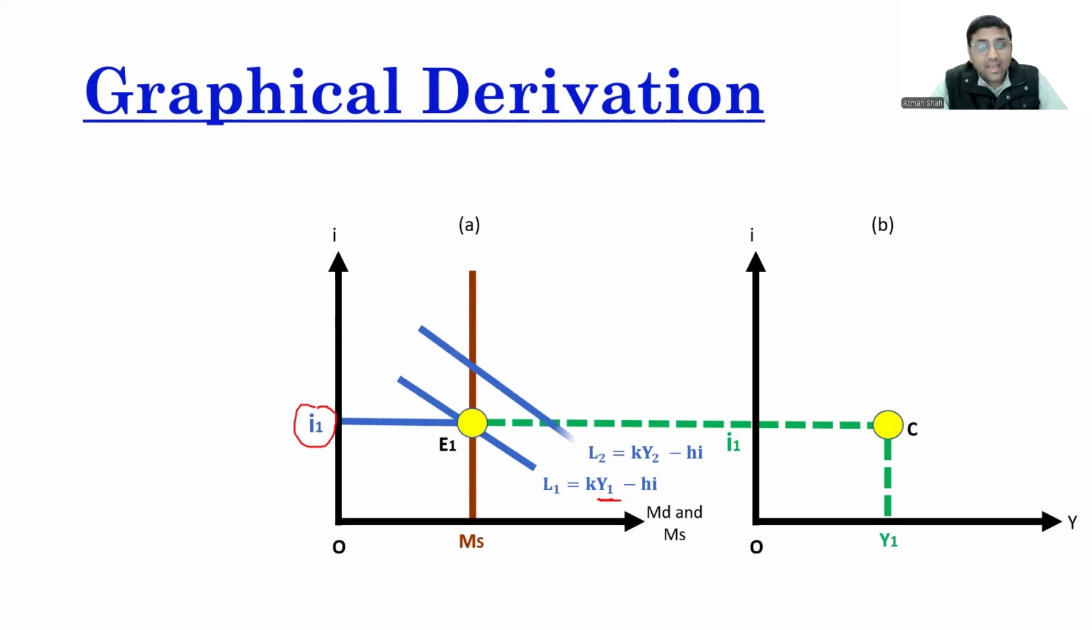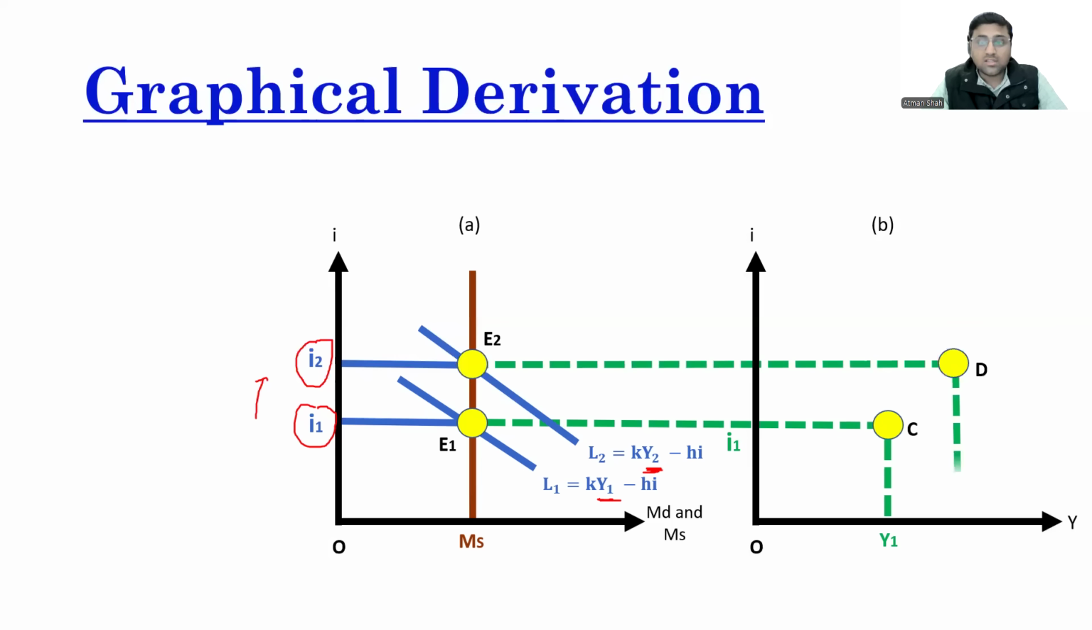Now, if we have rise in the income, that is from Y1 to Y2. Now, this rise in income shifts the entire demand curve rightward, and therefore we have the new equilibrium point E2. Now, to maintain the money market equilibrium, the interest rate must rise from I1 to I2. And therefore, this I2 is associated with higher level of income, that is Y2. So the reflection of E2 is point D, which shows the relationship between I2 and Y2.